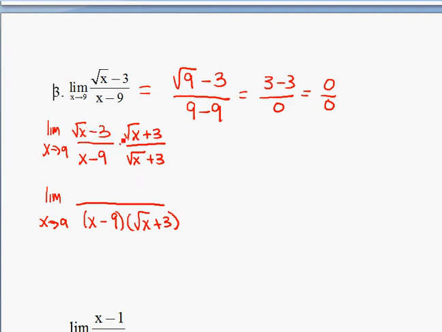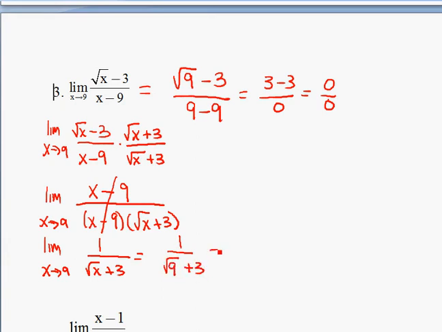When I multiply these, the convenient thing about a conjugate is you don't have a middle term, so I just need to multiply the square root of x times the square root of x, which is x. Negative 3 times 3 is, excuse me, that's x, not 9. x minus 9. What conveniently happens, these two cancel. I'm left with the limit, square root of x plus 3. Now I can plug 9 in, and I don't get 0 in the denominator anymore. I get 1 over the square root of 9 plus 3, which is 1 over 3 plus 3, which is 1/6.